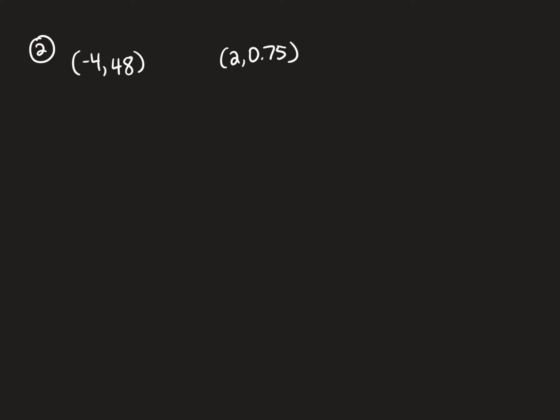All right, this is number 2 from that same Go formative. What we can do here is, again, either one of the two processes that we talked about in the last video, if you watched that one. So one of two ways. Either we create a table, and in this case, I have -4, so I've got to go all the way from -4 up to 2. I know at -4 it's 48, and I know at 2 it's 0.75.